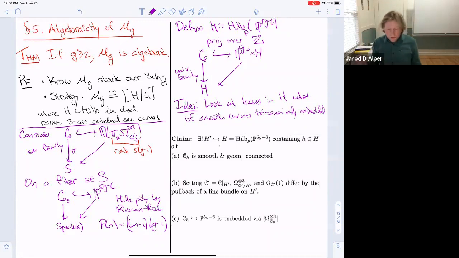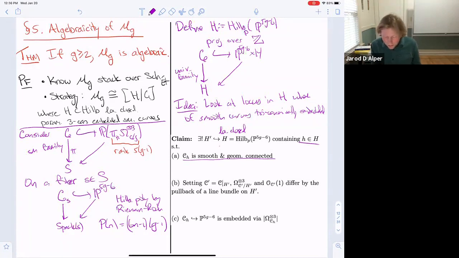Right, so the claim is that there exists some H prime in H, locally closed, such that it contains all points h with the following three conditions. The first is that the fiber is smooth and geometrically connected. Those are the curves in M_g that we're parametrizing.